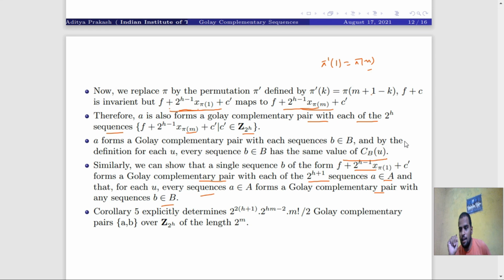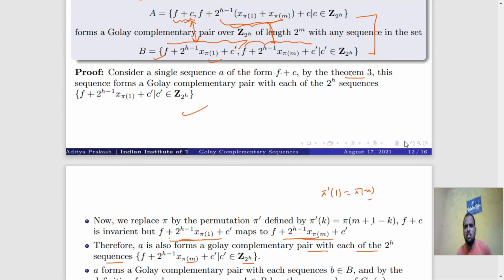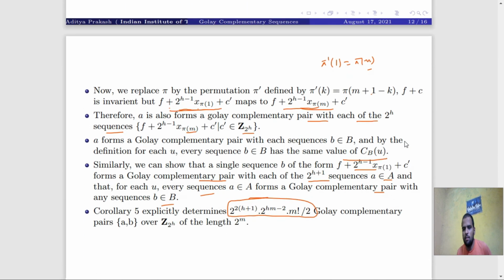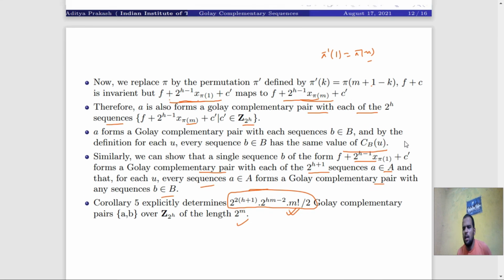In a similar manner we consider this, and in this case we determine the total number explicitly. So there are total explicitly determined sequences in a similar manner. There are two, which represents 2 to the power h into m plus 1, and in total we get the explicitly determined mathematical complementary pair A to B over j to the power h of length 2 to the power m.